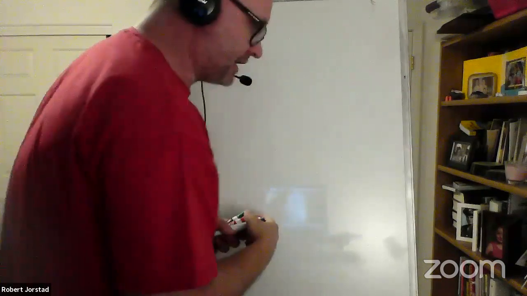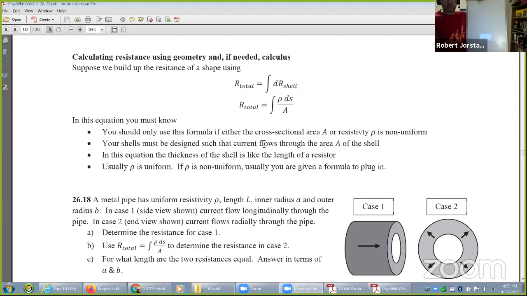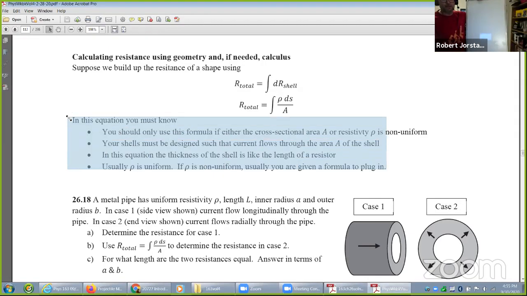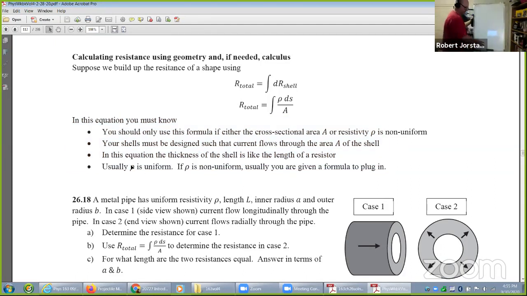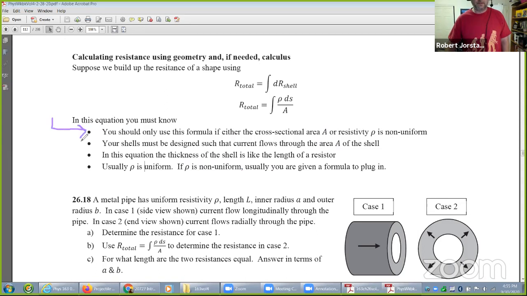All right. So now let's take a look here. Let me go back to the screen share. The principle is easy enough. You just add up all the resistance in series, but you have to use an integral. Now look out. Let's look at this set of bullets very carefully. You should only use this formula if something is non-uniform. Otherwise, why would you do this? Right? Why use calculus? Sorry, I forgot. Oh, it looks like I left out the period on all. That's a style thing, I guess now.